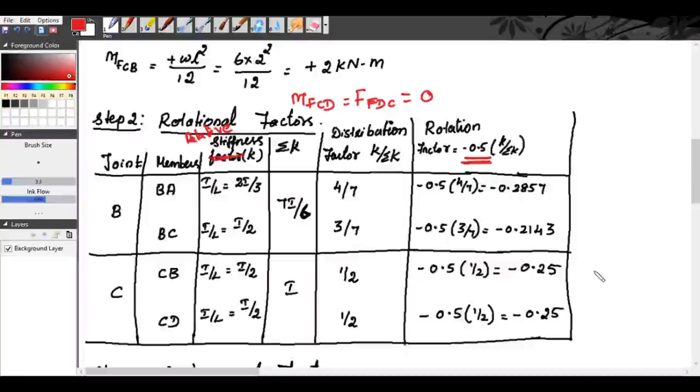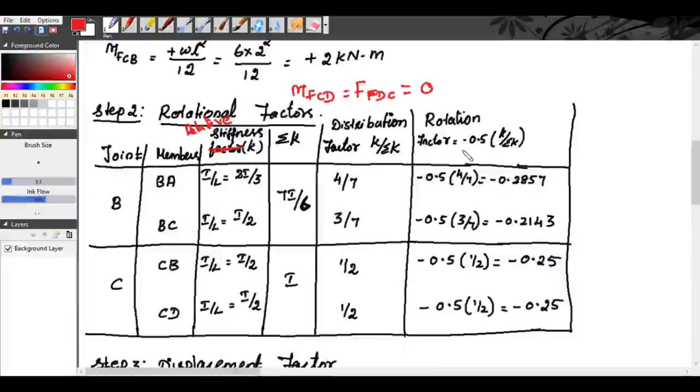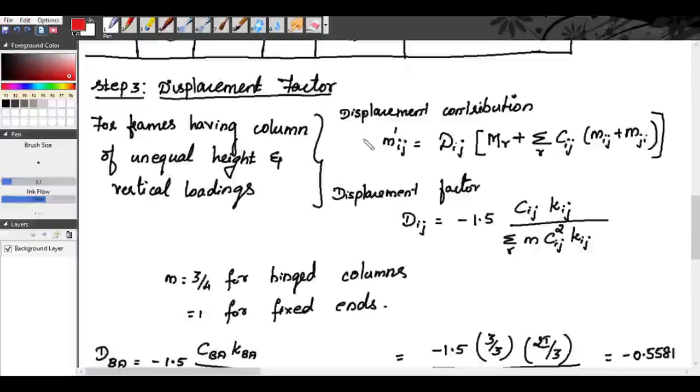Okay, once after finding the rotation factor for the frames subjected to sideway using Kani's method, we have to find a displacement factor also, because there will be rotational contribution corresponding to rotation factor and displacement contribution with respect to the distribution factor. So, we have obtained the rotation factor. Now, we will find what is the distribution factor. Now, displacement factor.